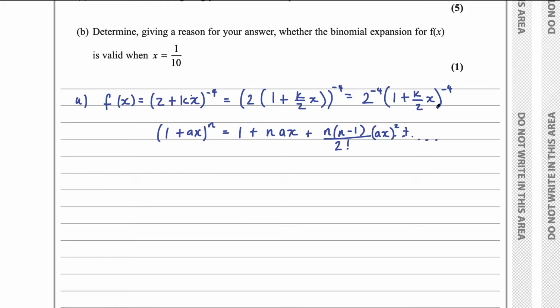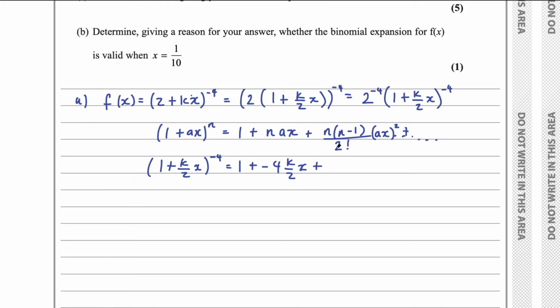So now let's take this expression, this 1 plus k on 2x, and perform that expansion. So we always start off with 1 plus n. N in this case is -4. A is k on 2, and then x. Then we have plus all of this.